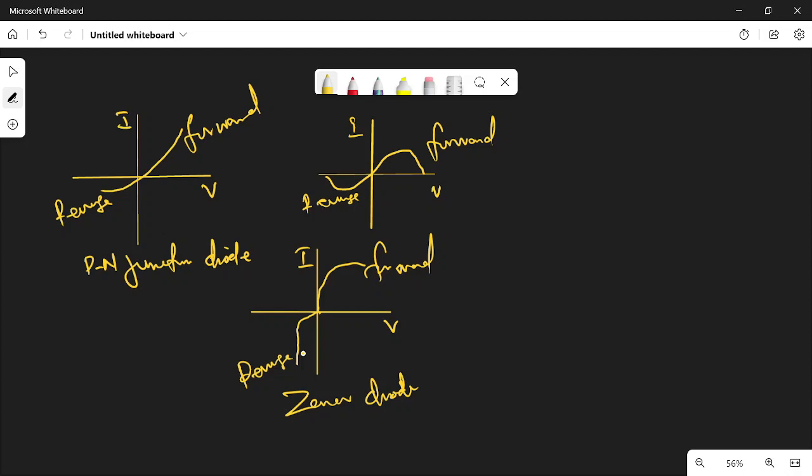So the maximum reverse bias potential that can be applied before entering the Zener region is called the peak inverse voltage. So that is at this point here. This point here is called the peak inverse voltage. Is that okay now? Or peak reverse voltage, anyone?